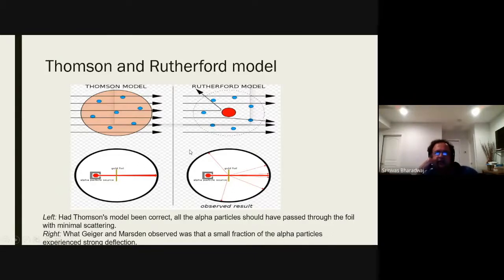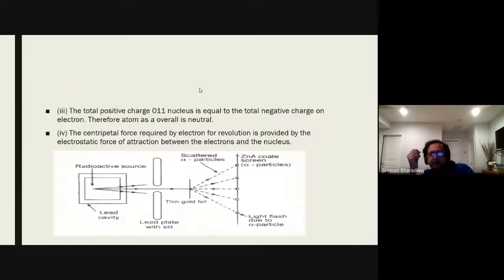This kind of heavy deflection is only possible through the Rutherford model, with a concentration of charge. If there is concentration, then the particles deflect like that, deflect like that. This deflection is what Geiger and Marsden observed. Therefore, they came up with the idea that the total positive charge of the nucleus is equal to the total negative charge of the electrons. The atom as a whole is neutral.